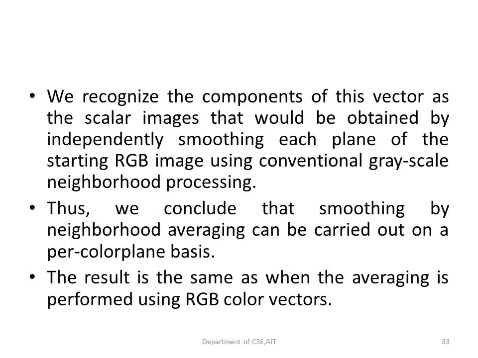So we can conclude that smoothing by neighborhood averaging can be carried out on a per color plane basis. The result is the same as when we go for averaging using the RGB color vectors.